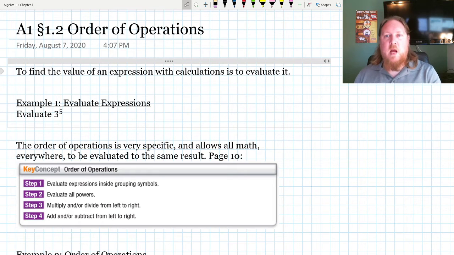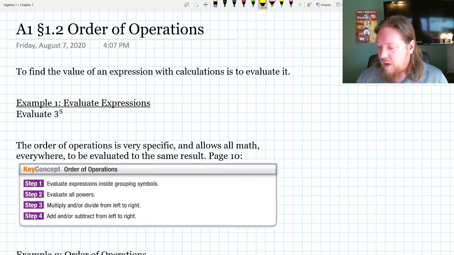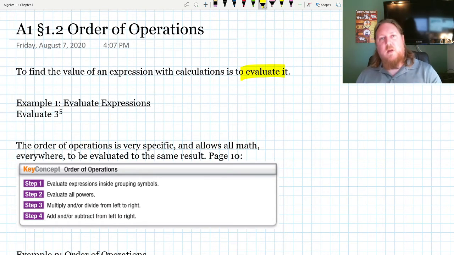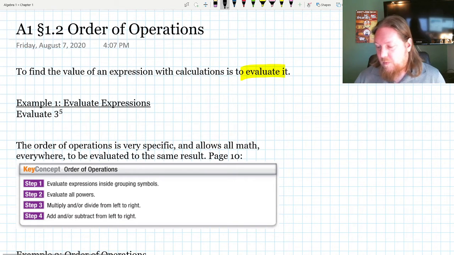What we're going to talk about now is what we do now that we have these expressions, and that is mainly to evaluate them. That's just the process and way we find what the value of the complete expression is. Now, if it's a numerical expression where there's no variables in it, it's not too bad. That's like example 1 here.